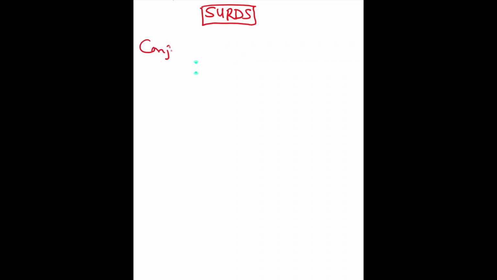So I'm going to write it out. The conjugate surd: a plus root b and a minus root b are conjugate surds. They are conjugates because their product is always a rational number. And one thing you need to notice is that whenever you are given numbers under roots in the form of a fraction, you multiply both top and bottom with the conjugate surd.